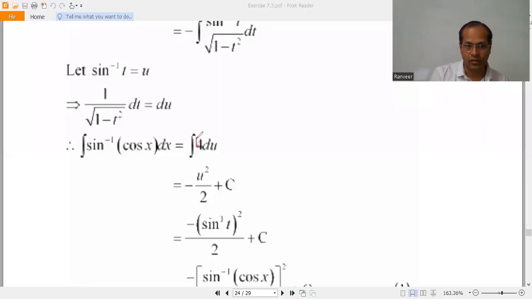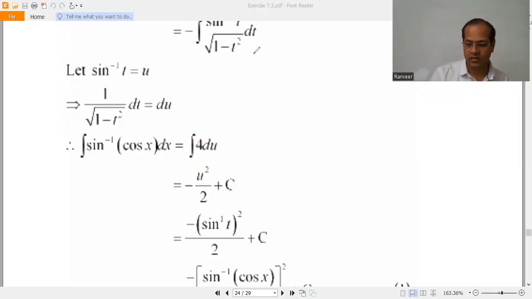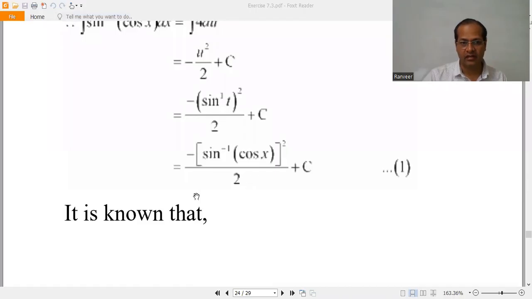This is u du. So the minus sign will come here, so minus u square by 2. Here, sine inverse, we have to put the minus sign. So here also minus will come. According to this, there are mistakes in the printing. So minus will come here, u will come, so minus u square by 2, and at the end u is nothing but sine inverse t, and t is nothing but cos x. So in this way we have to substitute the value and get the result.